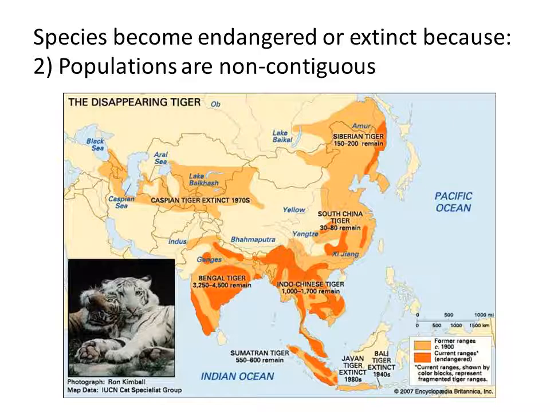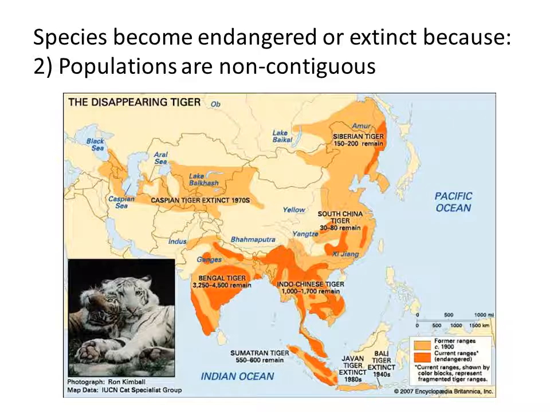Species also become endangered or extinct because populations become non-contiguous. In other words, populations become fragmented and isolated from each other so they can't interbreed. If there is insufficient genetic diversity in each of these isolated populations, then that population risks disappearing, especially when encountering disease or some kind of environmental stress.